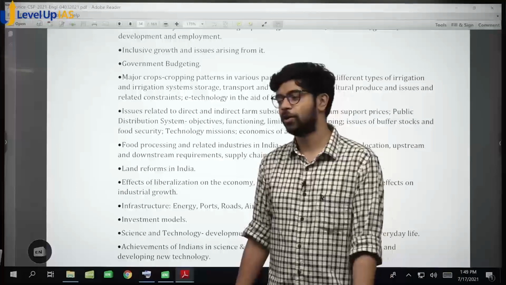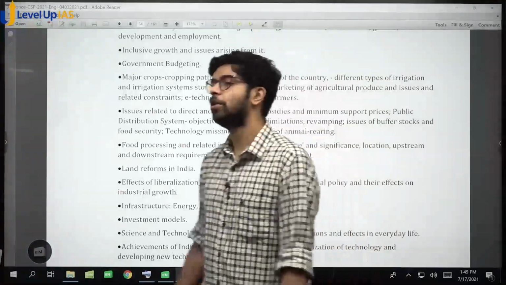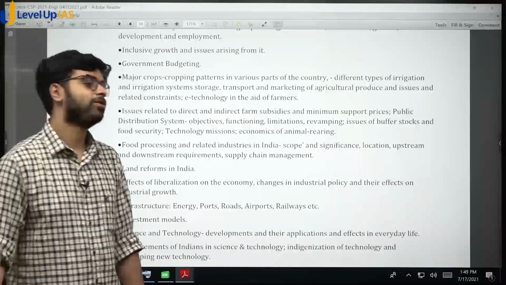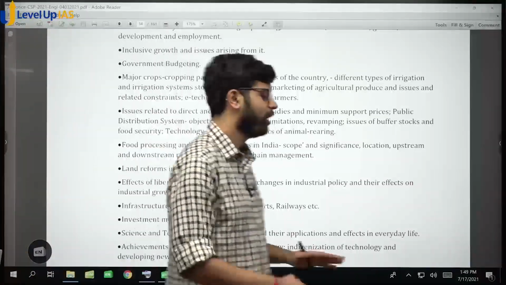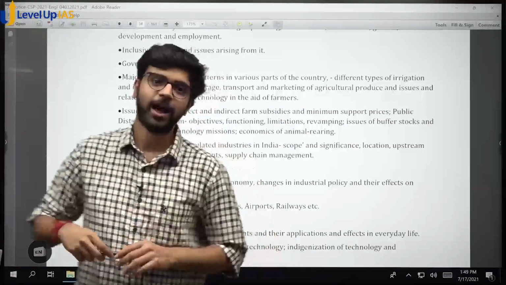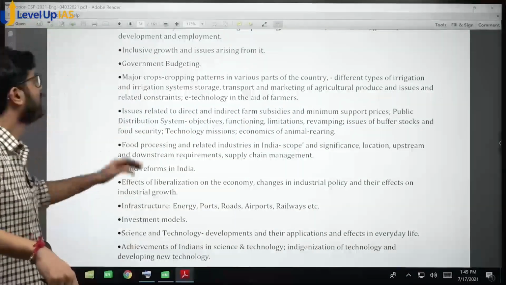That is a sine qua non. That is a condition which cannot be dispensed with, right? It is extremely important. You cannot avoid reading newspapers. It is very, very important.